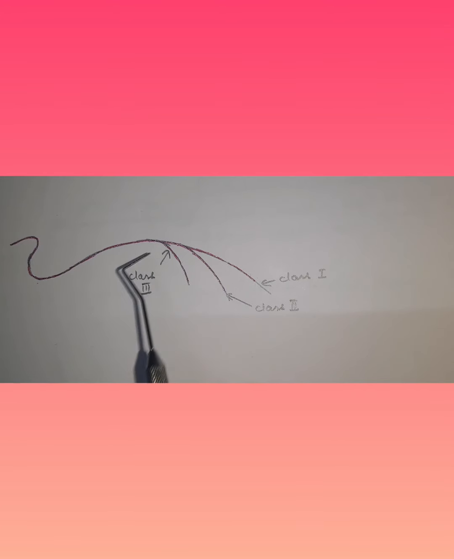So this is class 1. It makes an angle of around 70 degrees, and it is the most favorable configuration. If you have a class 1 type of soft palate, that means it is the most favorable, and it will give you a better result, better retention and better stability of the prosthesis.